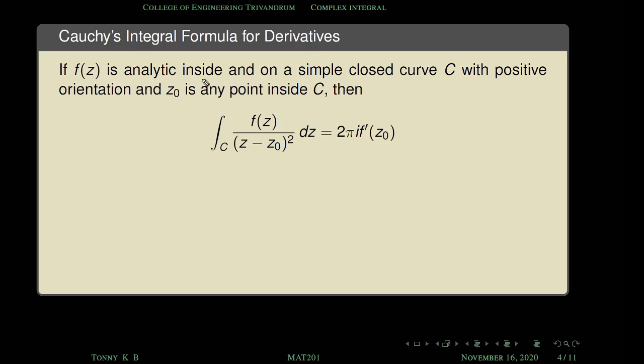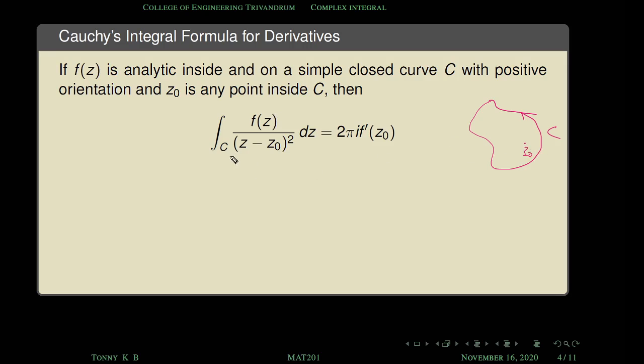If f of z is analytic inside and on a simple closed curve C with positive orientation, that means we consider a simple closed curve C with a positive orientation and we assume that our function f of z is analytic inside and on C. Okay, inside and on C, and z naught is any point. We choose a point z naught, any point inside C.